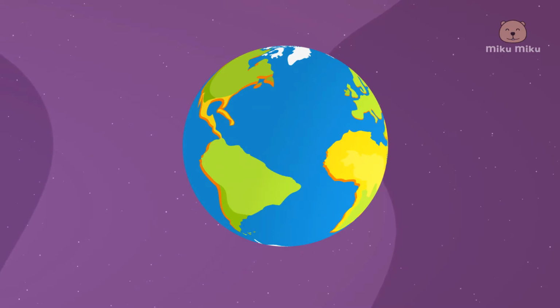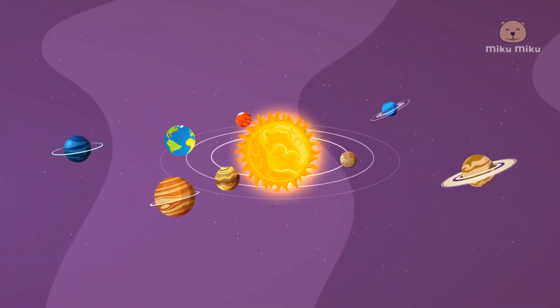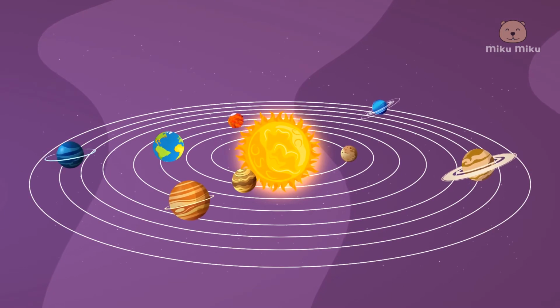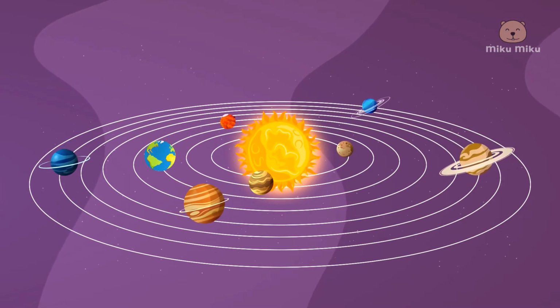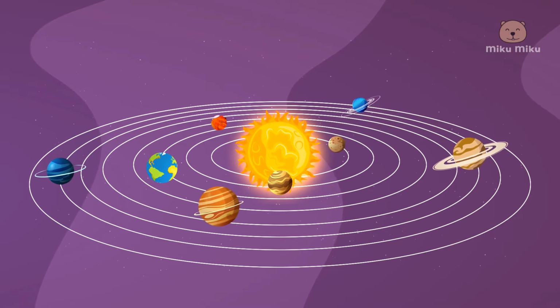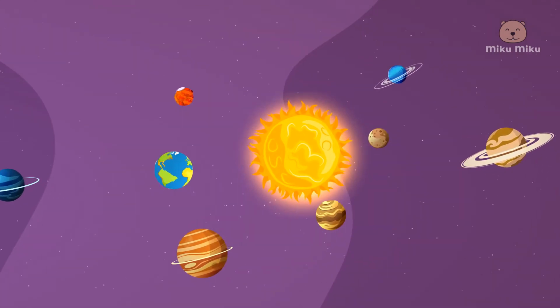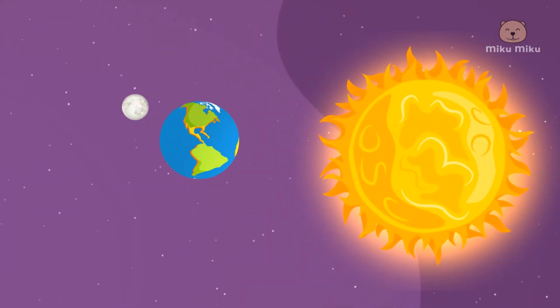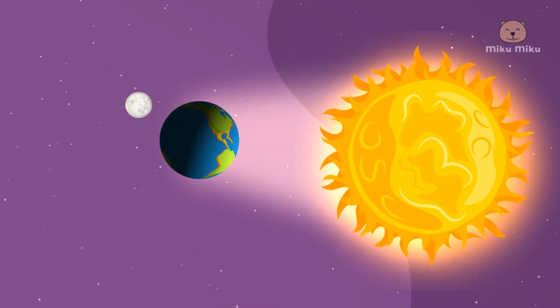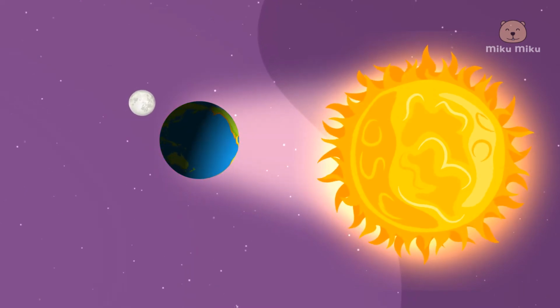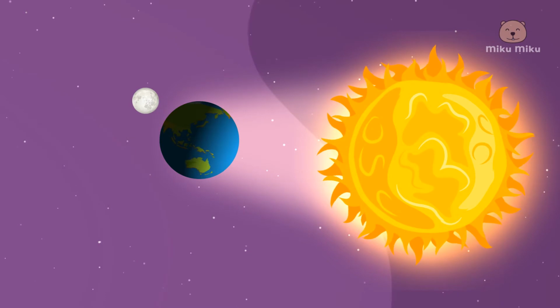This is the planet Earth, the world we live in. Earth is part of the solar system. The solar system consists of 8 planets that revolve around the sun. Here on Earth, the sun is where we get our heat and energy from. The Earth is constantly rotating.